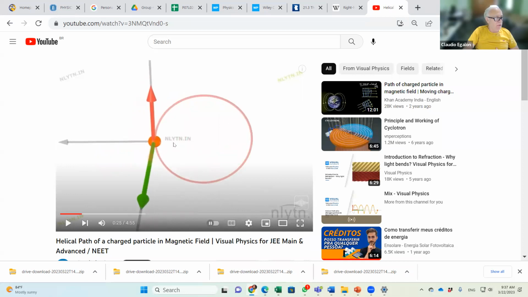Okay, so the force is going to point towards the center of this circular path, but don't forget that the particle still has a component along the B field, such that the circle lies in a plane perpendicular to the magnetic field.